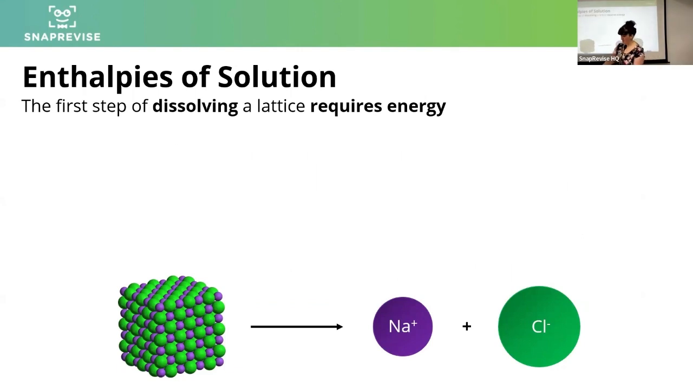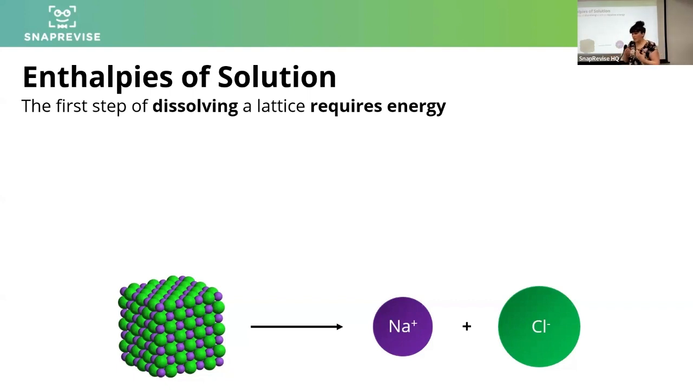So let's just have a quick think about enthalpy of solution as much as we possibly can, and then we can head for lunch. So enthalpies of solution. The first step, this is for everybody, all 3 exam boards. When you're trying to dissolve an ionic lattice, the first step is separating the ions from each other. And it requires energy because you're breaking a bond.